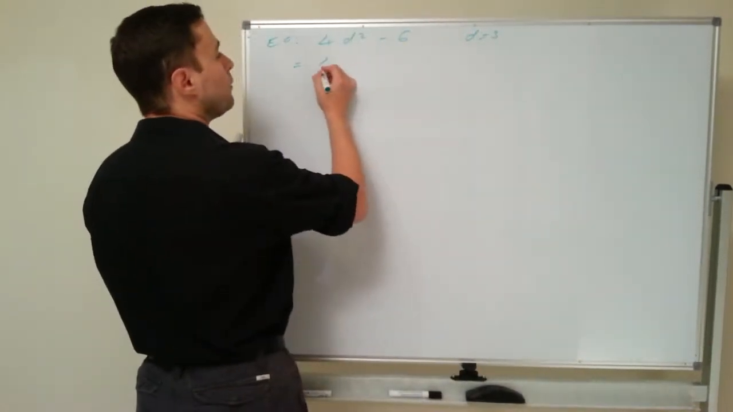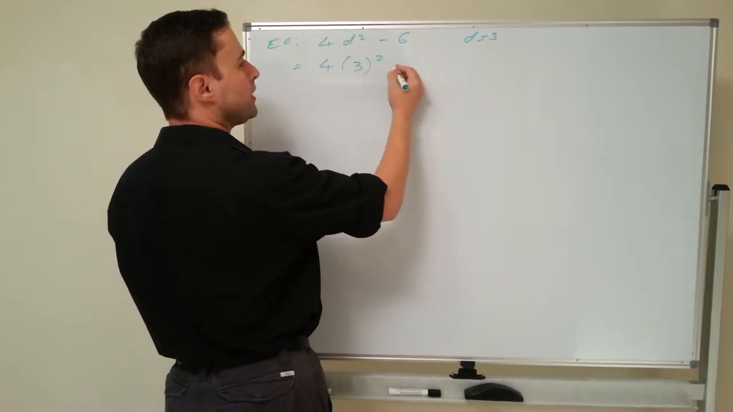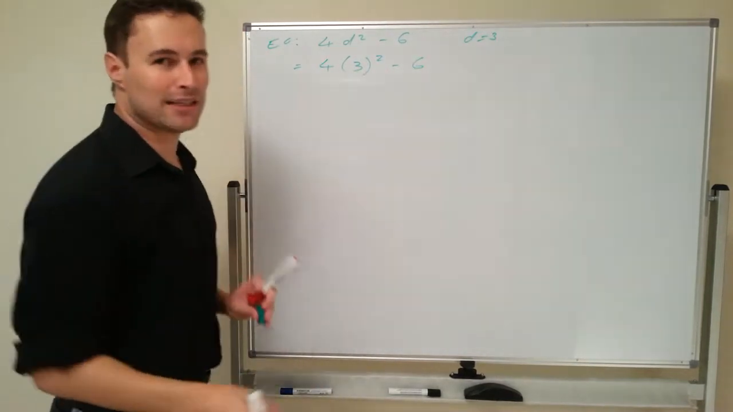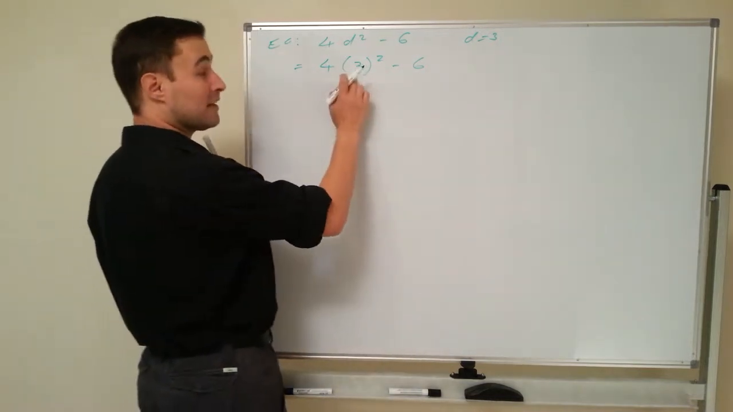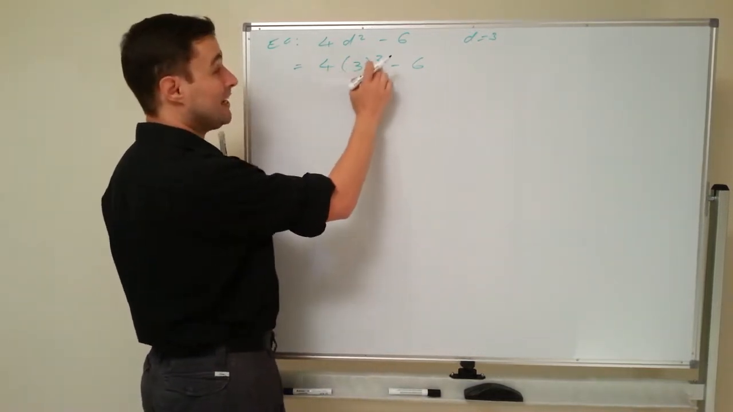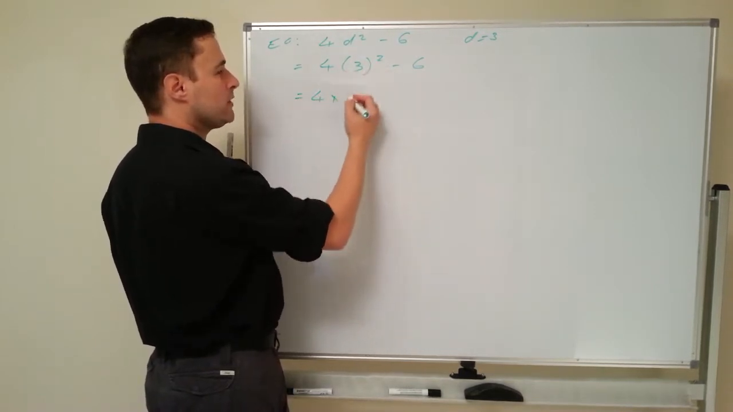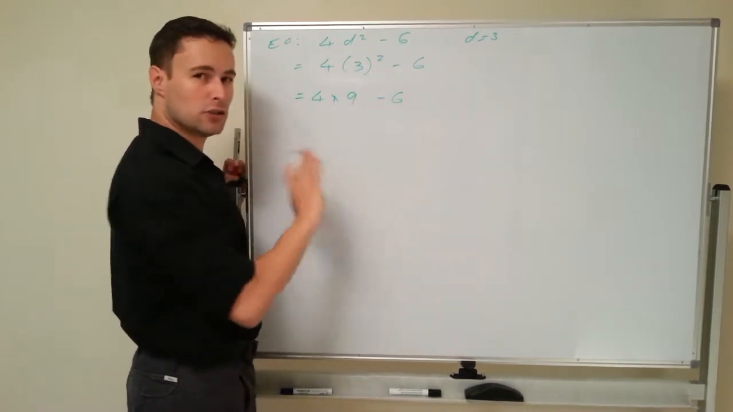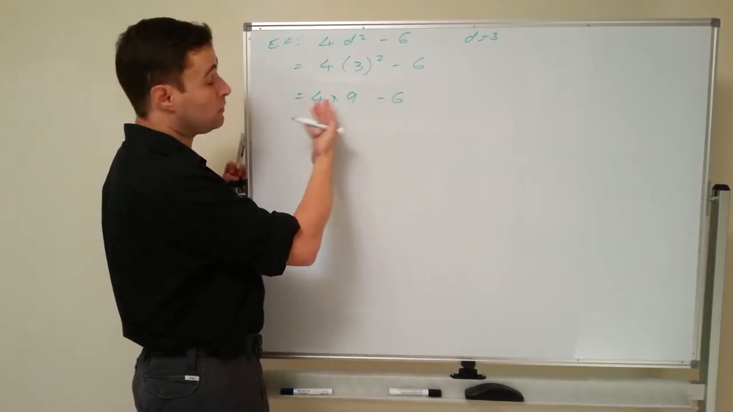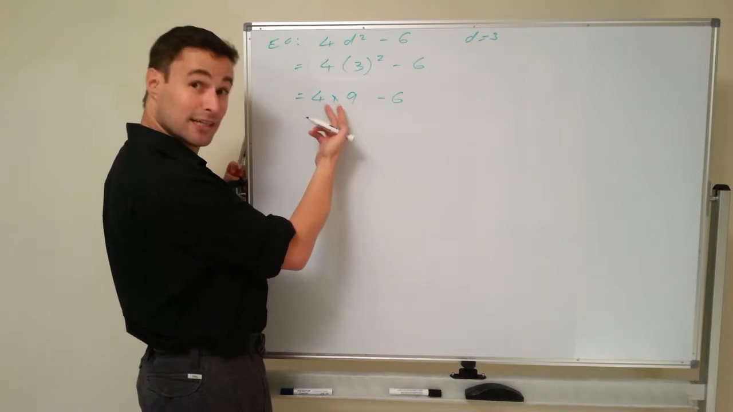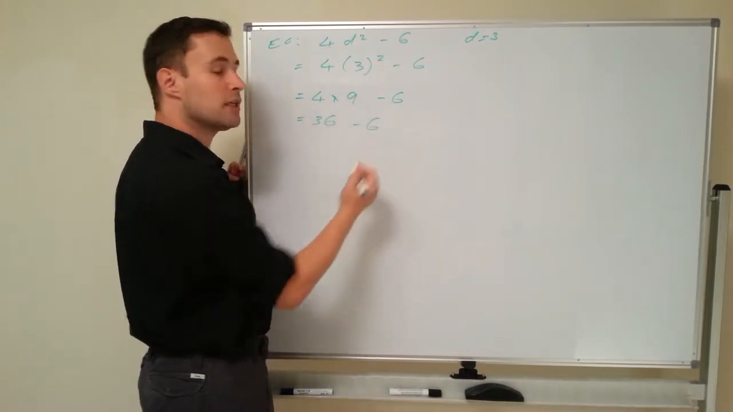Okay. So, I'm going to substitute: 4 times 3 squared minus 6. So, BIDMAS. Brackets, indices, division, multiplication, addition, subtraction. Nothing happening inside the brackets. Index, yes, there's an index. 3 squared is 9, so I do that first. 4 times 9 minus 6. Start again. Brackets, indices. No brackets, no indices. Division, no division. Multiplication, yeah, there's a multiplication there. 4 times 9 is 36 minus 6.